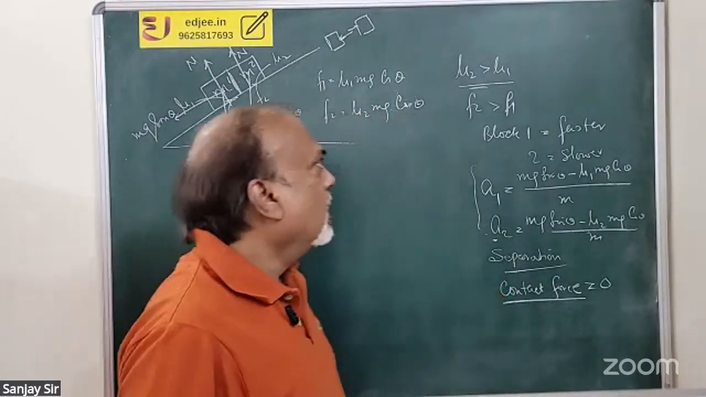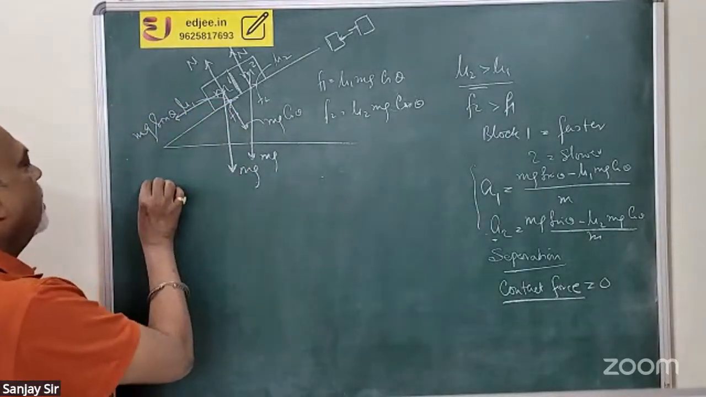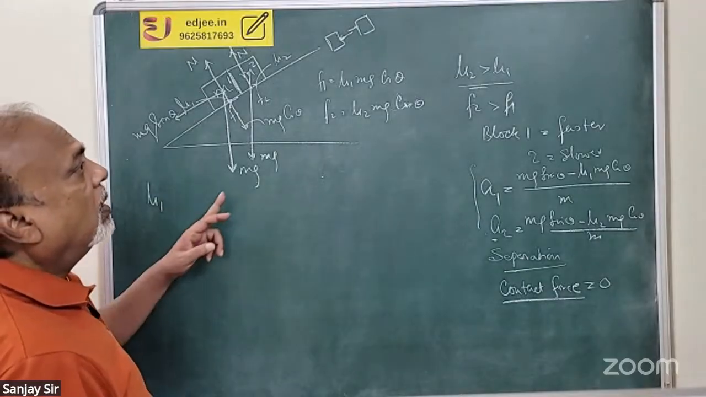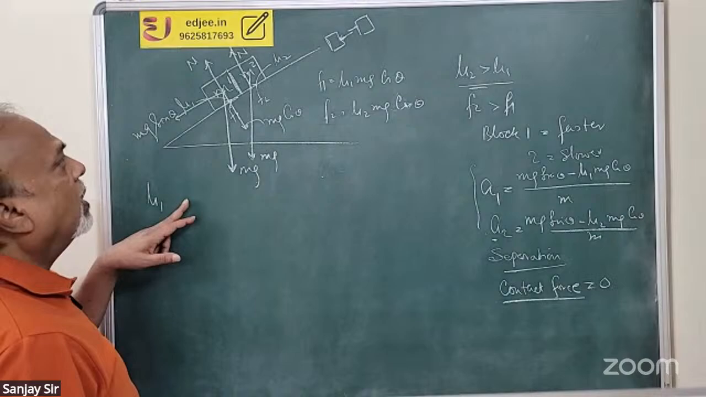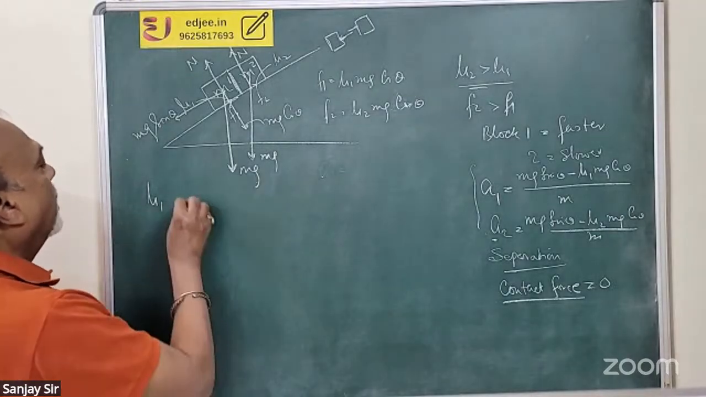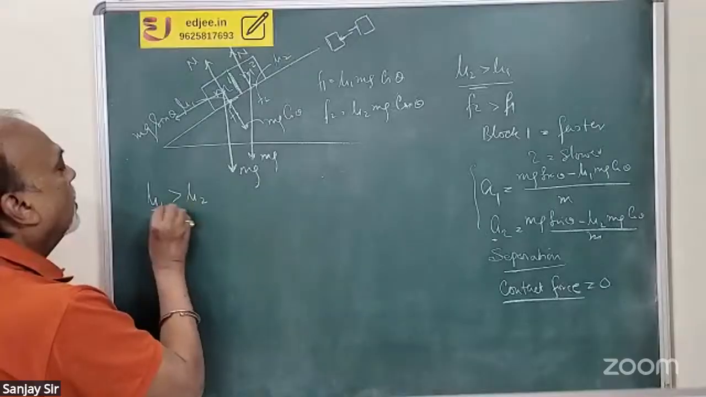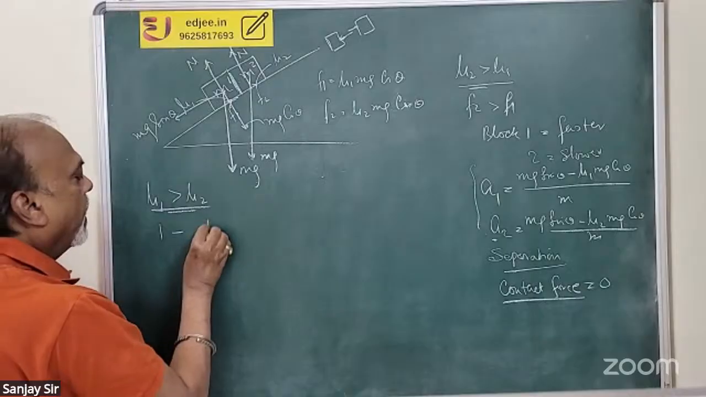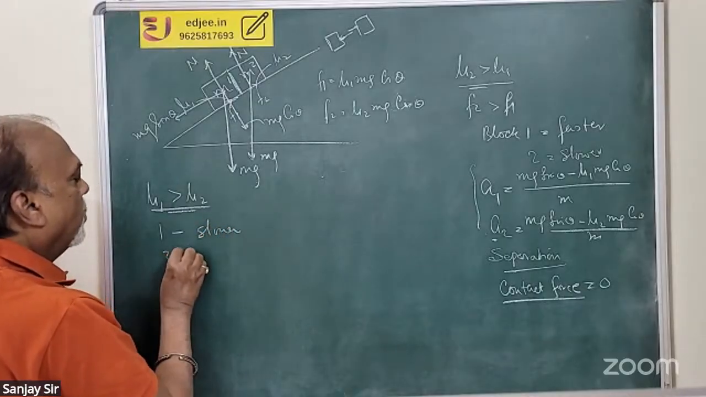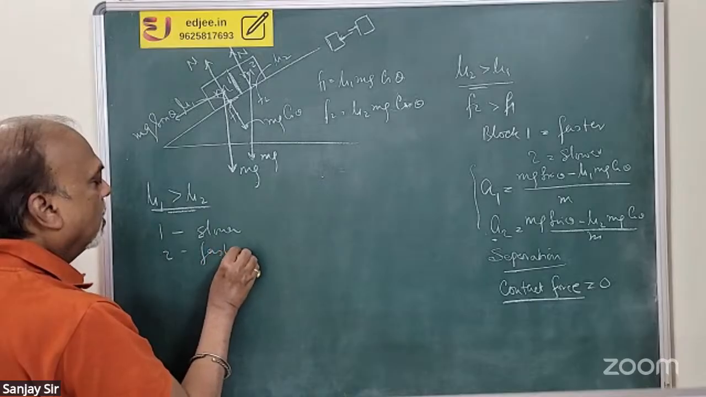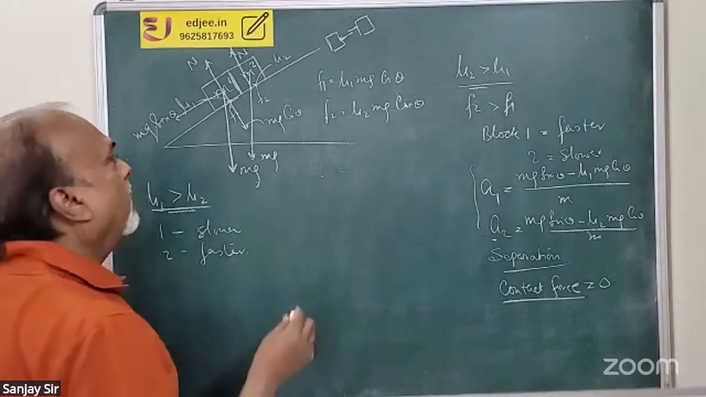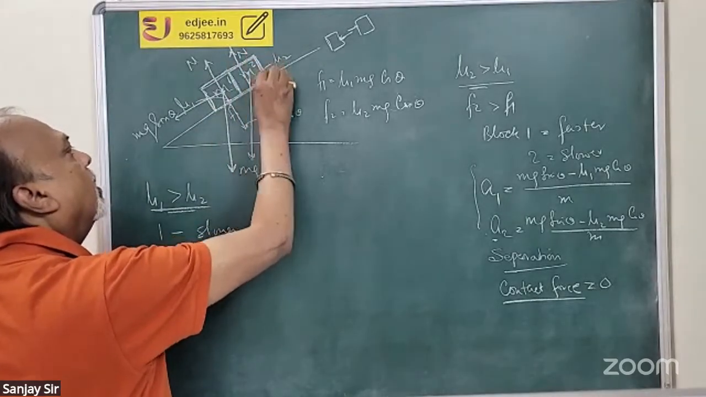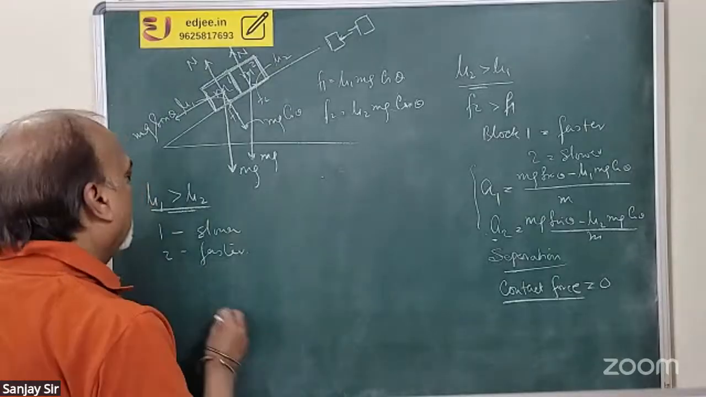But of course, if mu1 is greater than mu2, then block 2 will be faster. Ultimately, what will happen? They will move together.